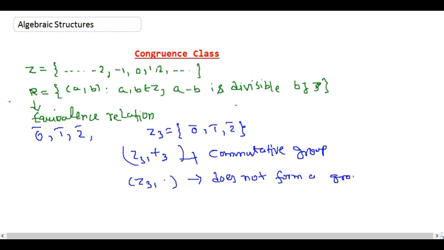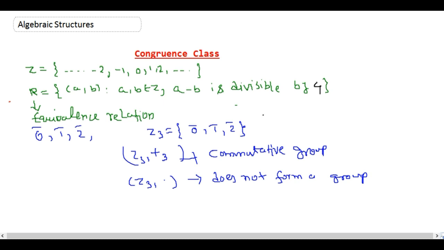Now what do you think if I change the relation? Look over here. Here we wrote that a minus b is divisible by 3. Instead of that, if I say a minus b is divisible by 4, what happens? Do you think this does the same thing as it did with 3? Just pause the video and think about it.